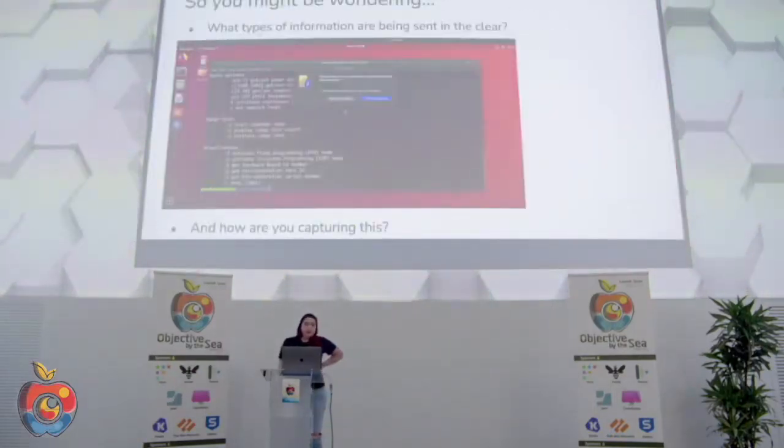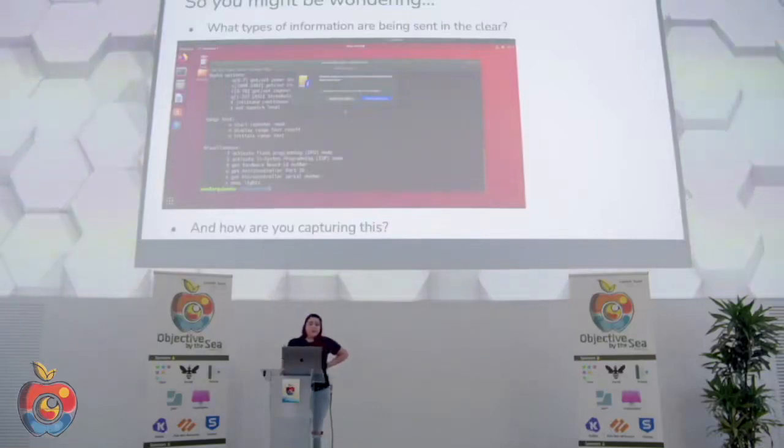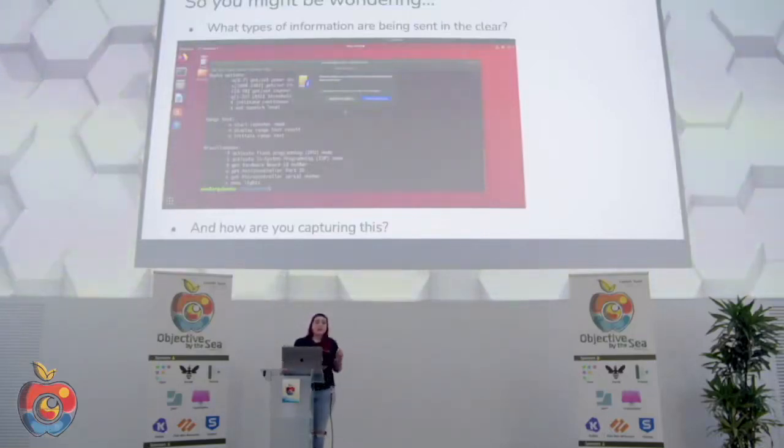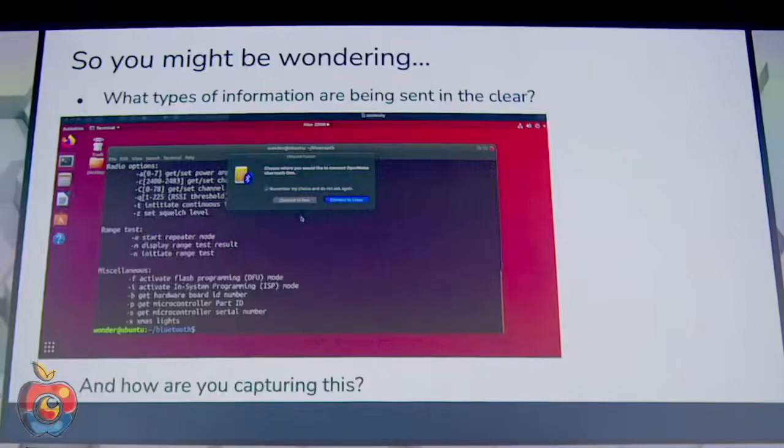All right, so you might be wondering what types of information is being sent in the clear and how are you capturing it? And this is where we have some problems because continuity is actually disclosing pattern of life or like device fingerprinting information. And so from a privacy perspective, that's really bad.